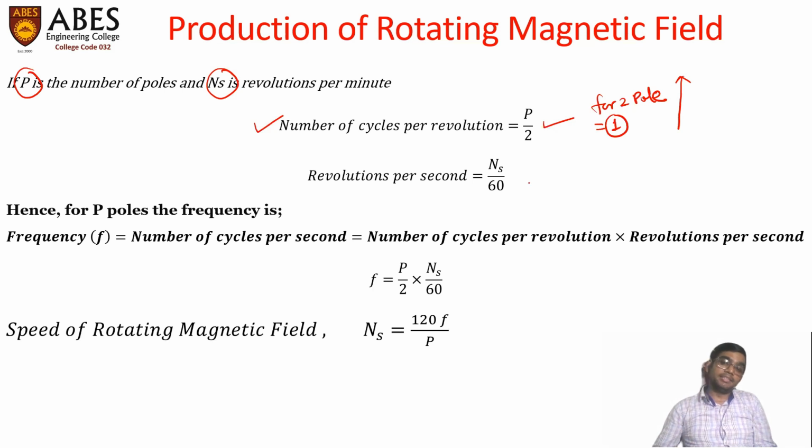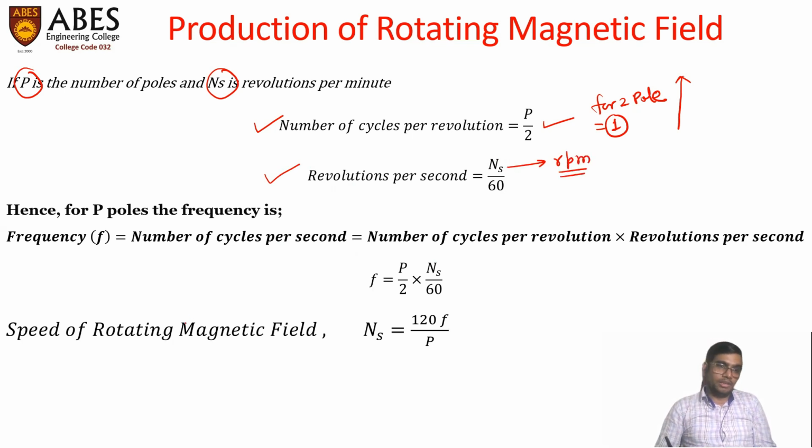But if we consider a four-pole machine, then the number of cycles per revolution will be 2. Means in that case, the magnetic field will complete one revolution on the application of 2 cycles of the input supply. For a 6-pole machine, the magnetic field will complete one revolution on the application of 3 cycles of the input supply. So here, one more thing, revolution per second is given as Ns upon 60. Ns is revolutions per minute.